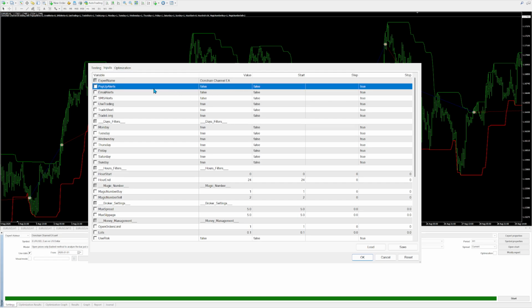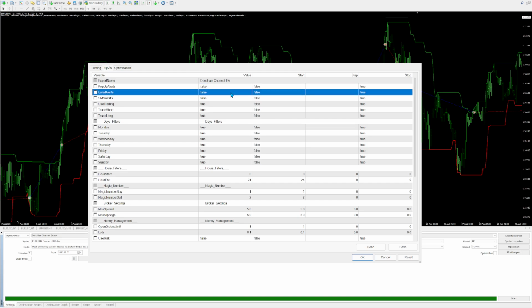Have pop-up alerts. If you set this to true, the EA will send you a pop-up alert when it finds a trading signal. So this helps if you want to track multiple charts at the same time, perhaps follow different instruments and different time frames. You could just receive an alert, you know, the price has had a breakout on the euro dollar 1 hour chart, for example. Then you can just switch to the relevant chart. It saves you from chart watching all the time.